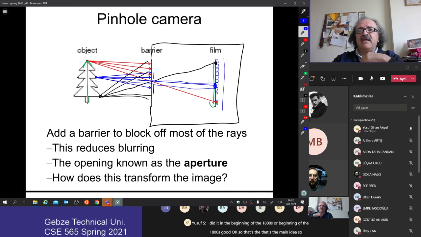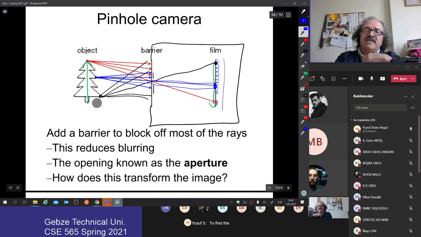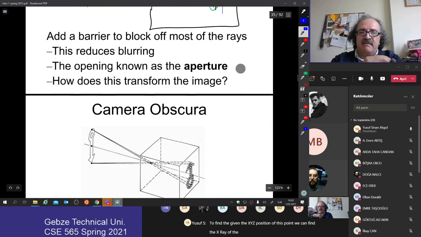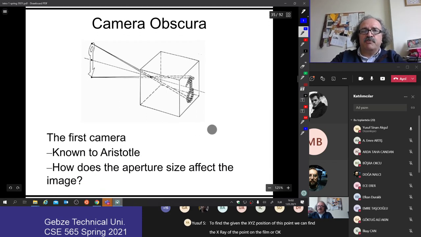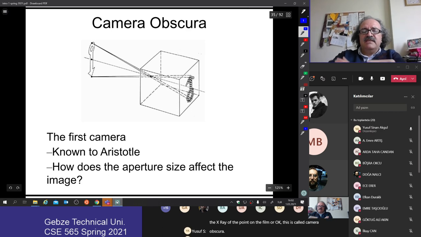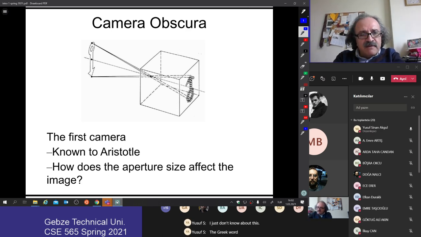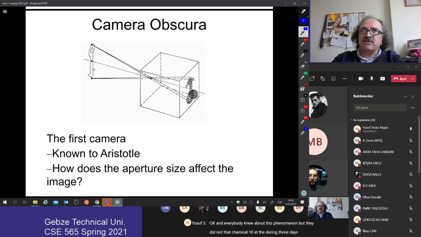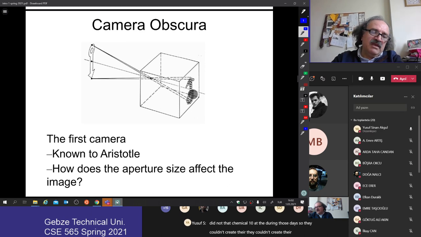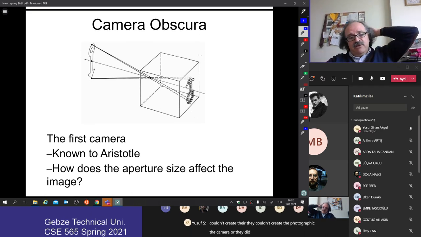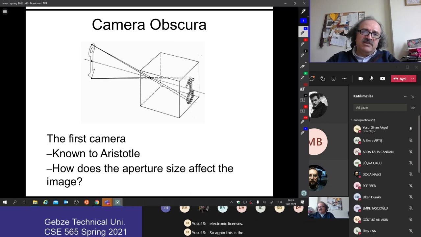So that's the main idea. If this is the main idea, then we can write mathematical expressions to find, given the xyz position of this point, the xy of the point on the film. This is called camera obscura. Aristotle, the Greek philosopher, knew about this. Everybody knew about this phenomenon, but they didn't have that chemical film in those days, so they couldn't create the photographic camera, and they didn't have electronic light sensors.